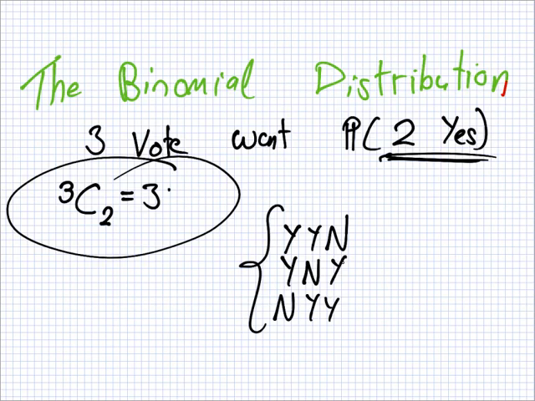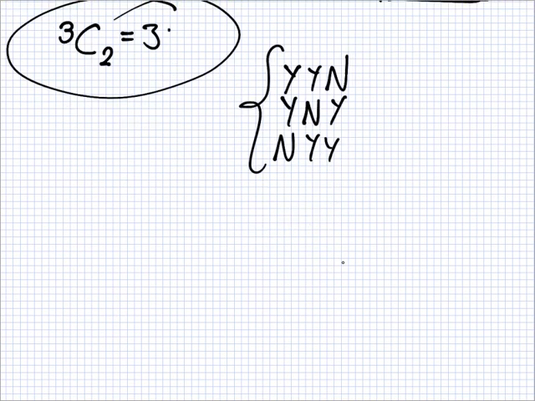Well, we could write them out. That's what I was actually doing at the start. Go on, Tony, tell me them. What's the first possibility? Yes, yes, yes. Okay. Yes, yes, no. Yes, no, no.